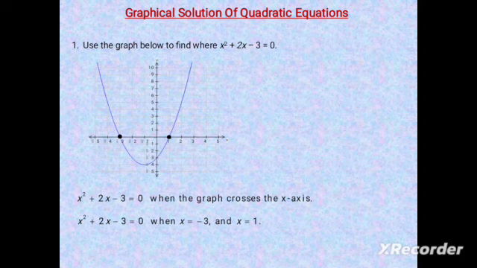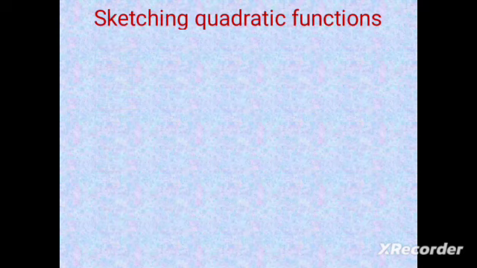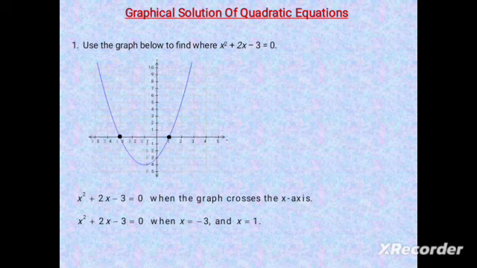Because this graph, the curve is cutting on the x-axis, that is y is equal to 0. The line y is equal to 0 at x is equal to negative 3. And on the right hand side, x is equal to 1. And now these are the roots, or these are the points where x squared plus 2x minus 3 is equal to 0.